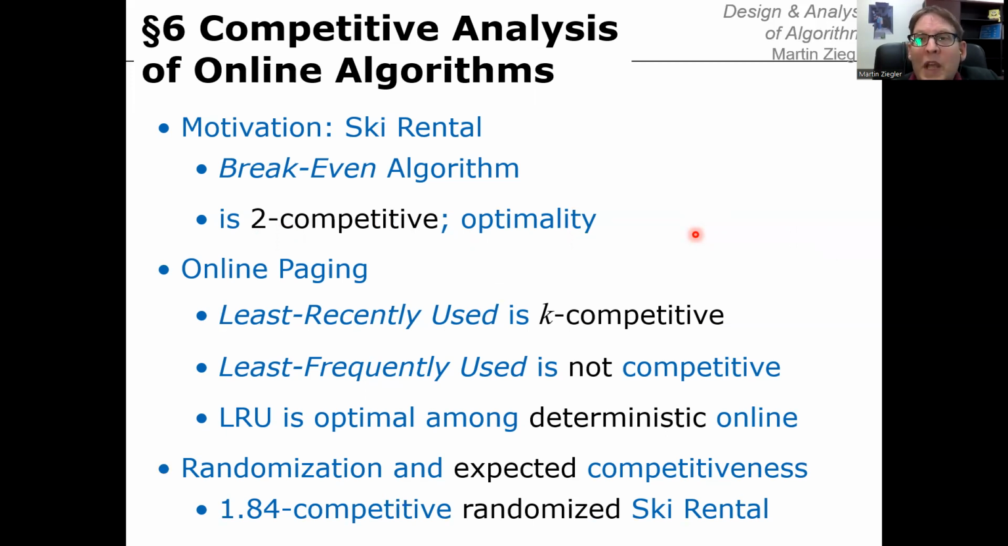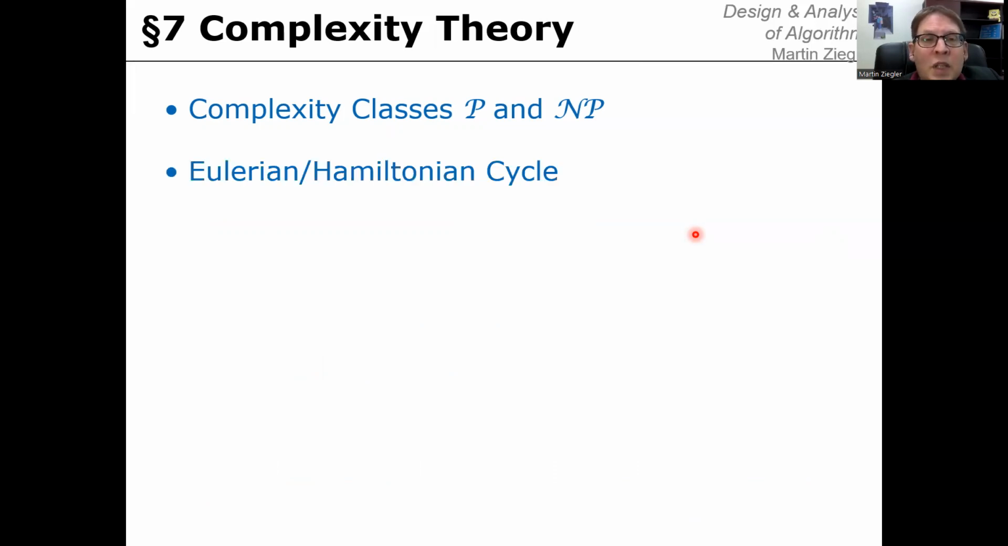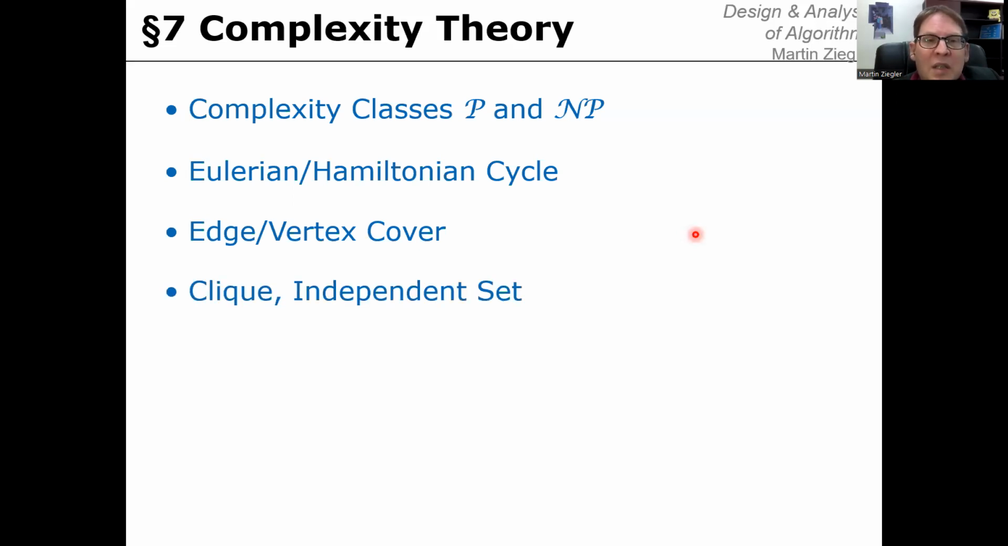And then we're heading for chapter 8 about approximation algorithm. But to understand the importance of approximation algorithm for NP-hard optimization problem, chapter 7 gives a brief recap about complexity theory, about the classes P and NP. It discusses some decision and some optimization problems, particularly the decision problems on graphs, whether it has a Eulerian or Hamiltonian cycle, decision problems on graph about edge and vertex cover, clique, and independent set as decision problems for graphs.